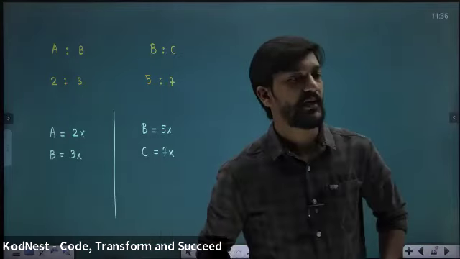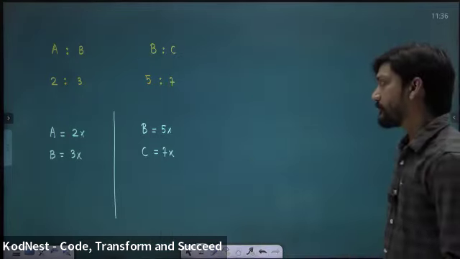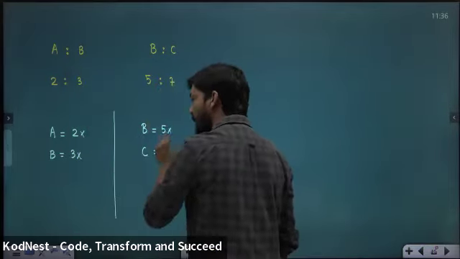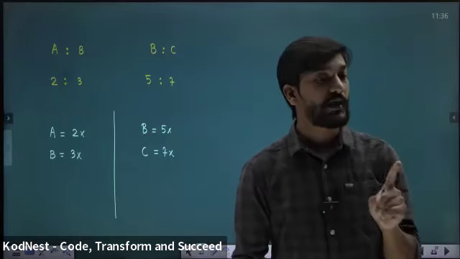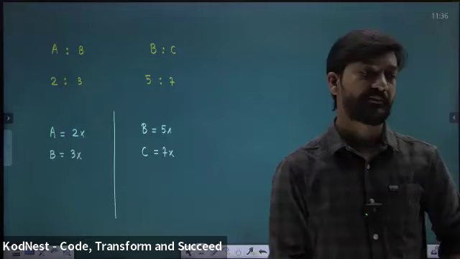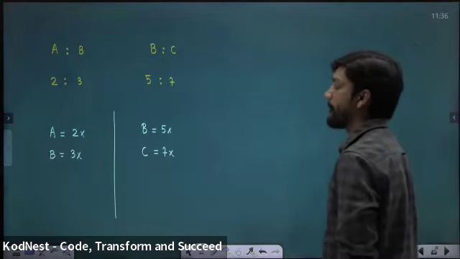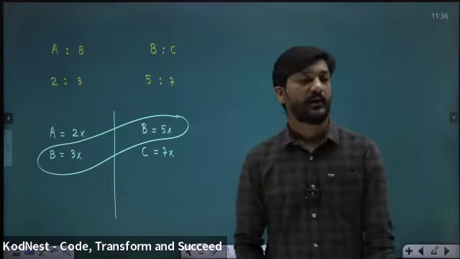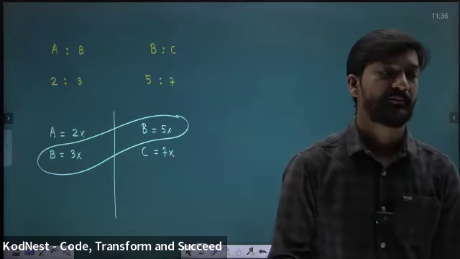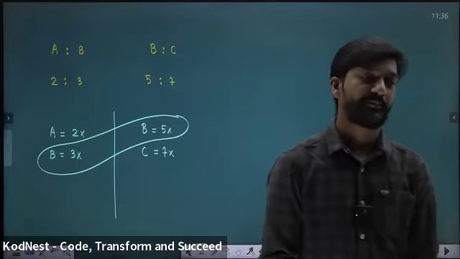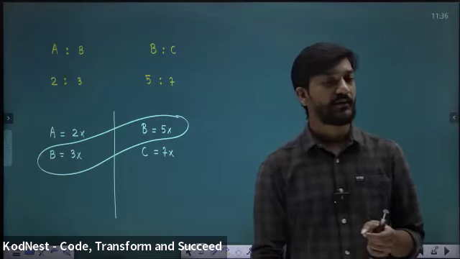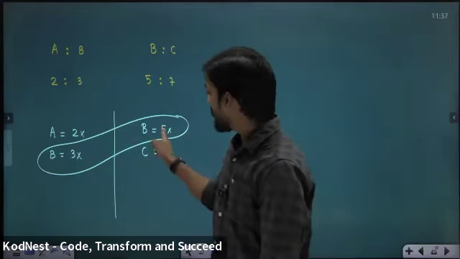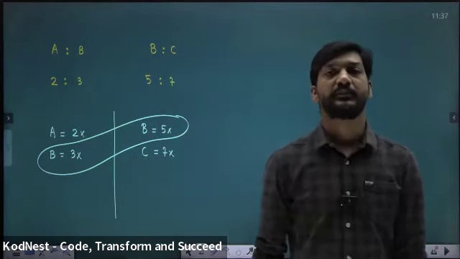Any problem do you see? Carefully answer. For one ratio, I have taken variable x. For the second also, I have taken variable x only. Same variable I have taken. What is the value of b? If you say 5x, I will say why not 3x? If you say 3x, I will say why not 5x? So there is a problem.